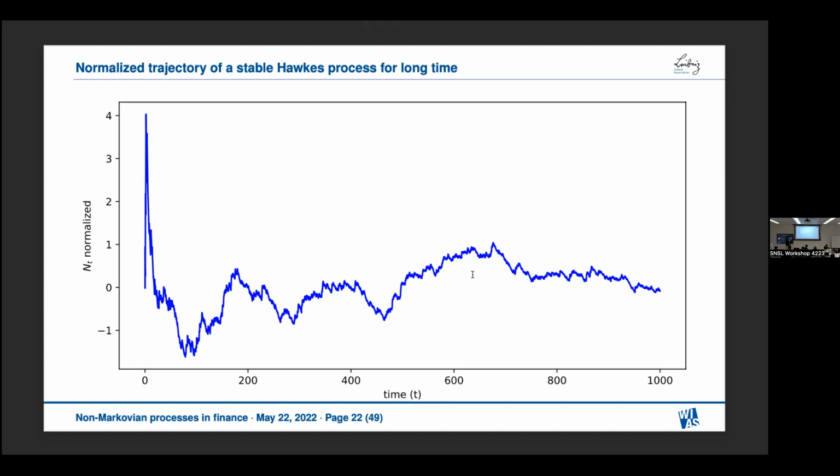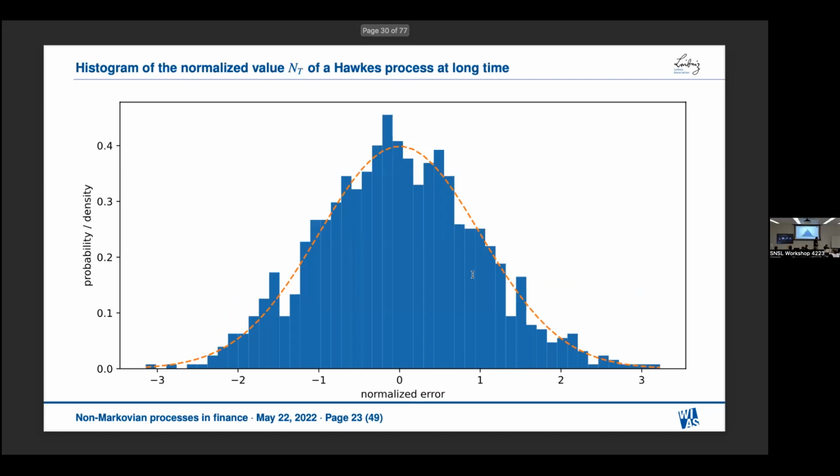If you ignore what happens here, I would say it looks like a Brownian motion. This spike here initially is a bit weird. But of course, we didn't go to infinity, right? So if you look at the histogram, let's say, of the terminal value, it actually looks normal, a normal distribution.